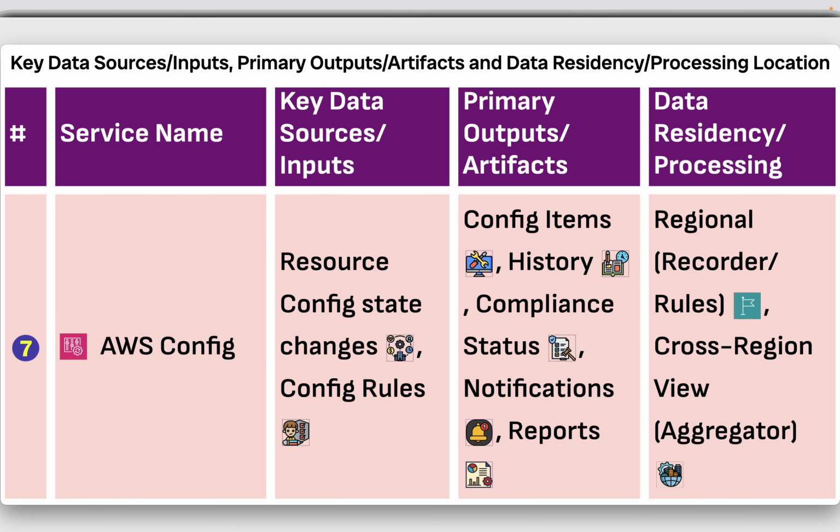Next, we have AWS Config. Data sources are resource config state changes and config rules. Outputs are config items, history, compliance status, notifications, and reports. Data residency is regional for the recorder/rules, and cross-region view for the aggregator.